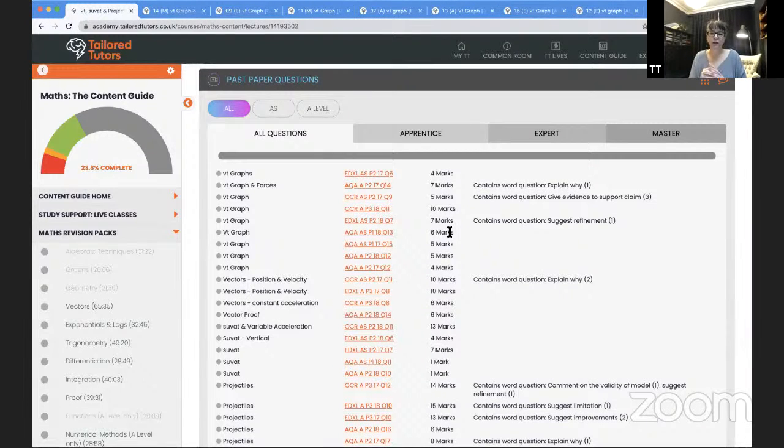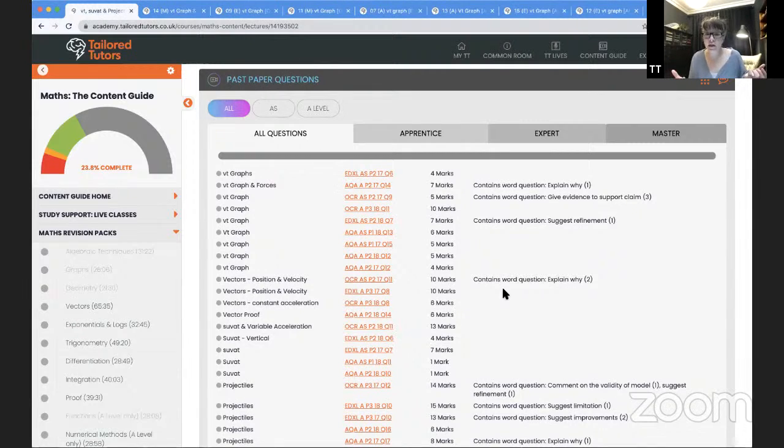The other thing that you can do here is have a quick look at the notes on the right-hand side. I put notes in here if it's something that might draw your attention to a particular question or make you think, oh, I don't need to do that particular question. But one thing that's really interesting, if you look down here, is that about half the questions that have been set on VT graph in the last few years since the new spec started have a word question in, asking you to explain why or suggest a refinement.